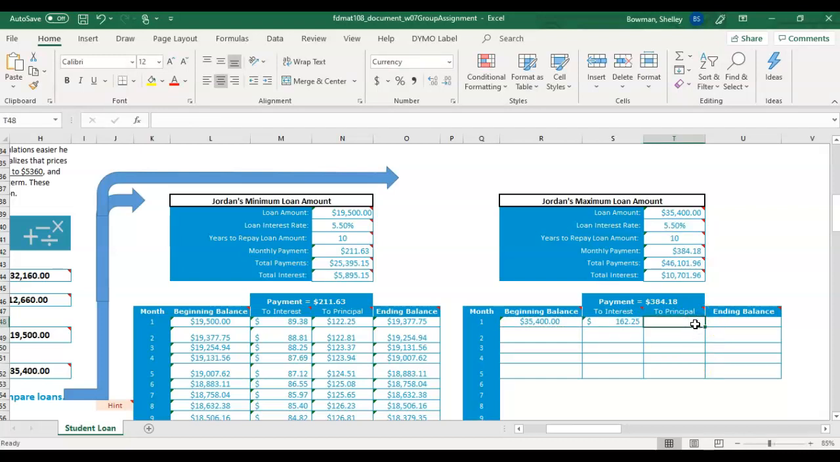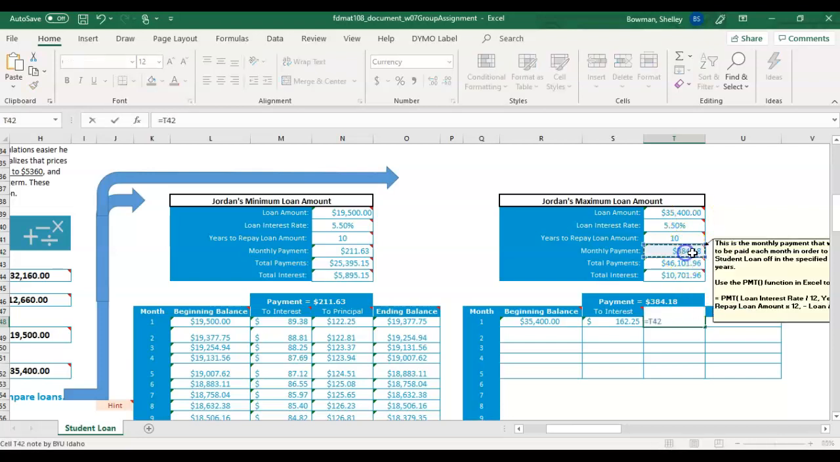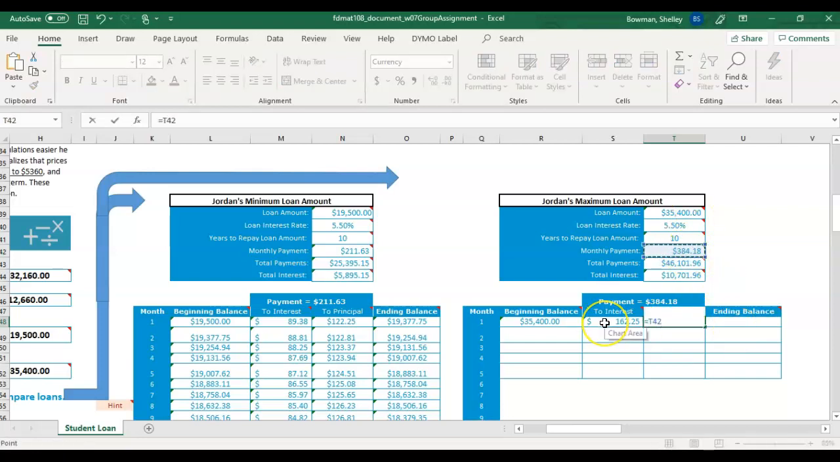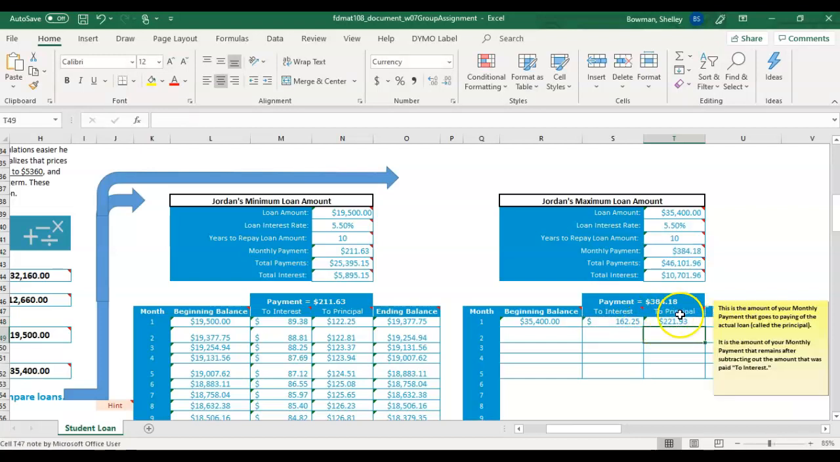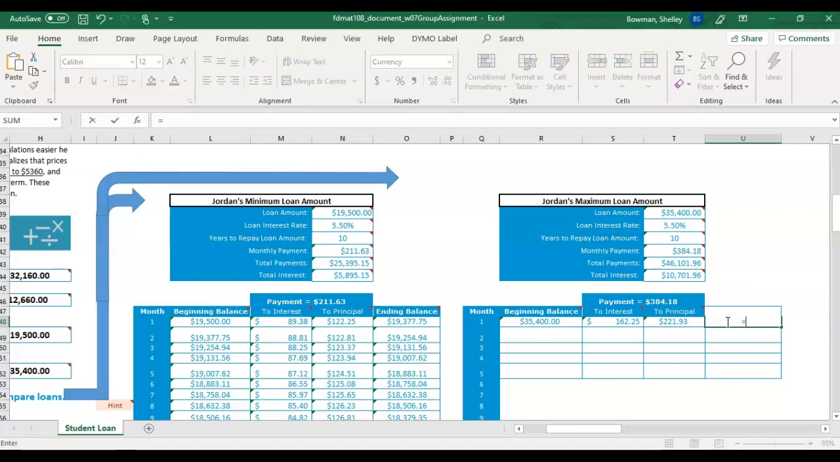The next one is principal, and we'll take again our monthly payment and subtract the interest. But before I move on, because I want to click and drag this again, I want this to always reference the monthly payment. So I absolute cell reference this and subtract what amount is going towards the interest. And that tells me that this much is going towards the principal. So I can subtract that from my beginning balance to find my ending balance right here.